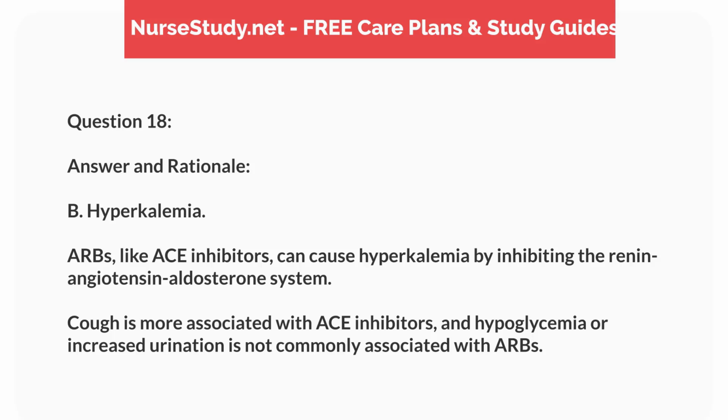Answer and rationale. B. Hyperkalemia. ARBs, like ACE inhibitors, can cause hyperkalemia by inhibiting the renin-angiotensin-aldosterone system. Cough is more associated with ACE inhibitors, and hypoglycemia or increased urination is not commonly associated with ARBs.